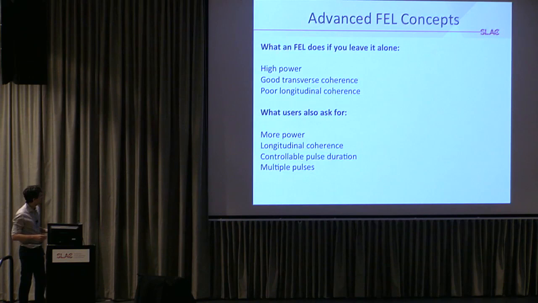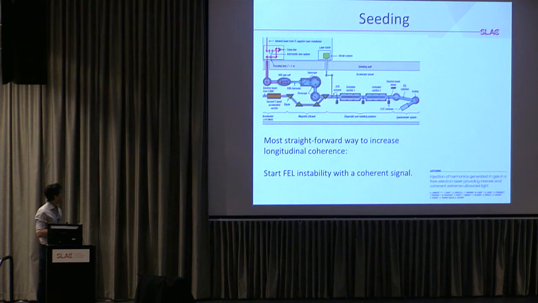So we talked about this, the seeded FEL. That's the most trivial way to make your FEL fully coherent. And what you do is you have some fancy laser. You inject it into your undulator, you time it to your electron beam, and now your laser is going to imprint its coherent properties on the electrons and give you a fully coherent or close to fully coherent radiation pulse, right?